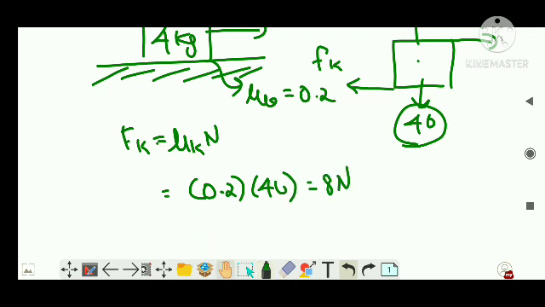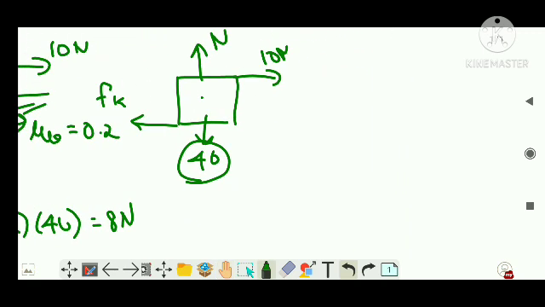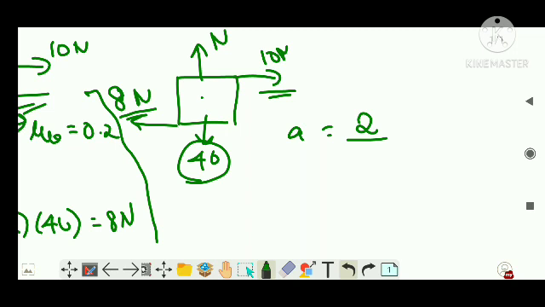So 0.2 into 40, or I can say 8 Newton. If I draw this, in place of Fk, I am now going to write 8 Newton here. So in this block case, 10 Newton is forward, backward there is a force of 8 Newton. That means the net external force acting is 2 Newton. Acceleration is net force divided by mass. How much is the mass, guys? 4 now. So 2 by 4, or I can say 0.5 meter per second squared is the acceleration of the block. I found two answers.